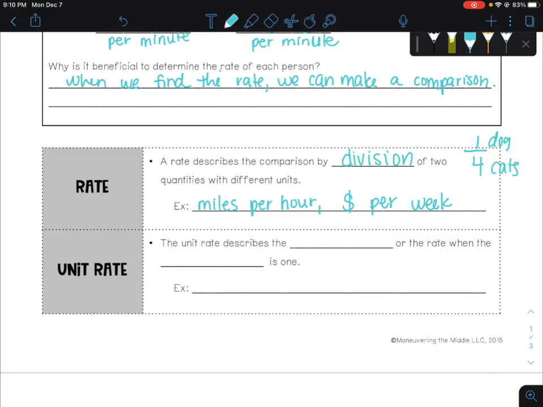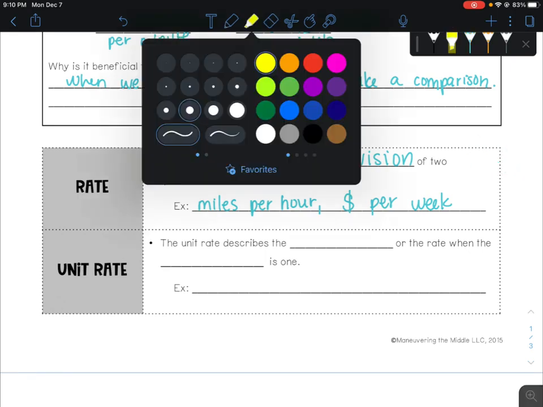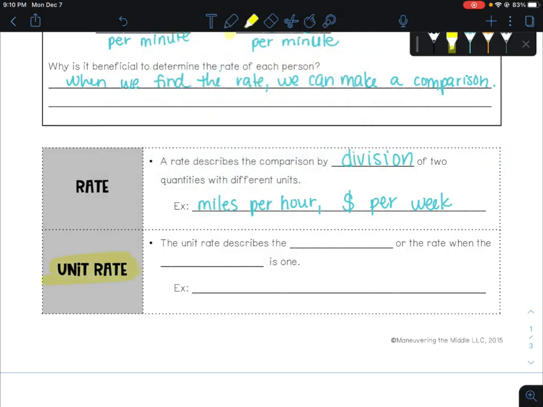They weren't different units. Okay, now what's really useful to find is what's called a unit rate. A unit rate is when you simplify a rate. It's when you take the rate and you describe the amount for one of something, okay? Or the rate when the denominator, the bottom number, the second number, is 1. For example, I could say $25 per hour. That would be a unit rate because it's for 1 hour.